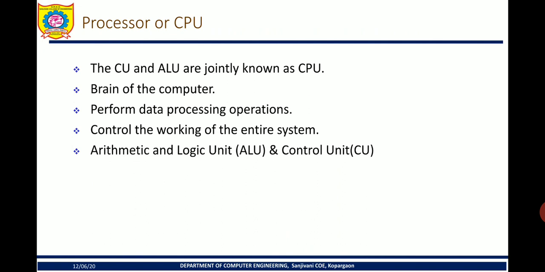Let that be any program, there would be basically only three to four processes. Either it would be addition, subtraction, multiplication or division, which is done in arithmetic. And there would be logical operations also, like AND, OR, XOR, NOR, like your logic gates. That is performed in the ALU. Data processing operations are done here. This is also called the brain of a computer, where commands and executions are done. The working of the entire system is controlled by this processor or CPU.